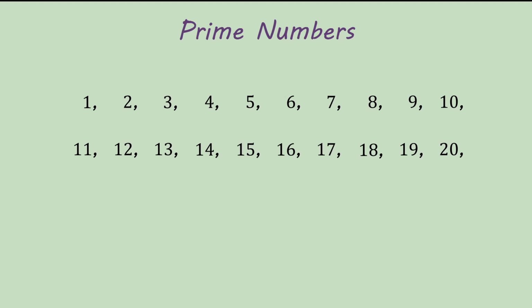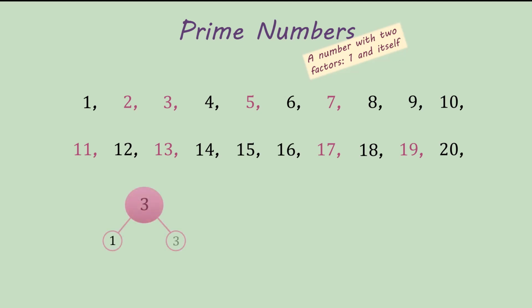Let's take a closer look at the positive integers. Here we've identified the prime numbers. Remember, the definition of a prime number is a number with two factors, 1 and itself. Like 3 has the factors 1 and 3, so it's a prime number, but 8 has the factors 1, 2, 4 and 8, so it's not a prime number.